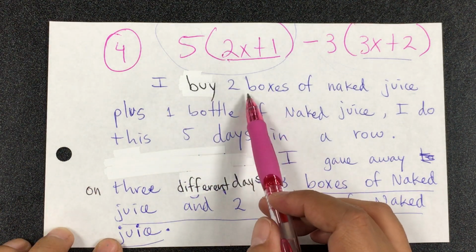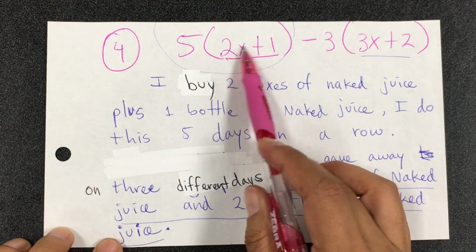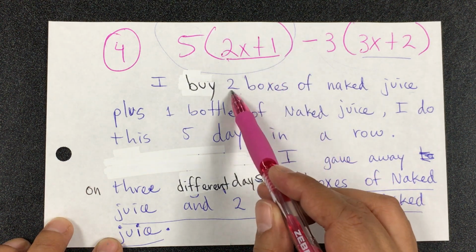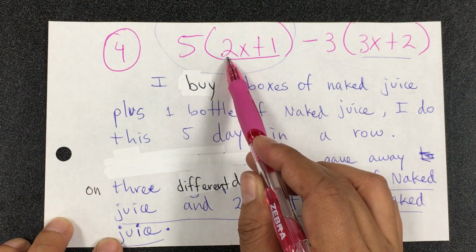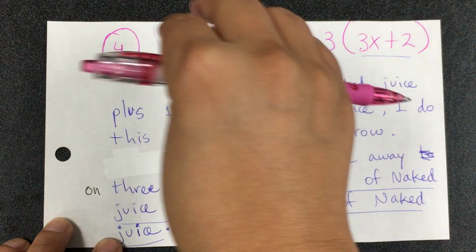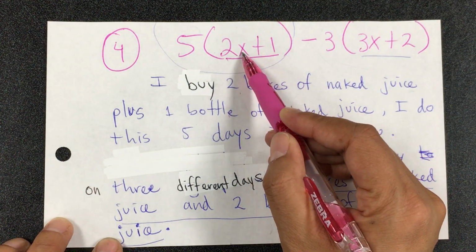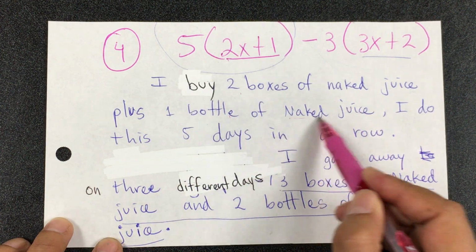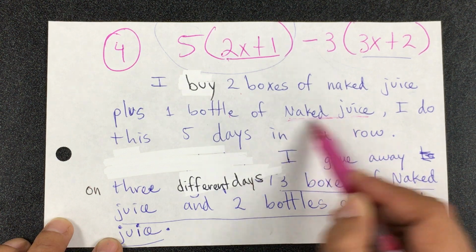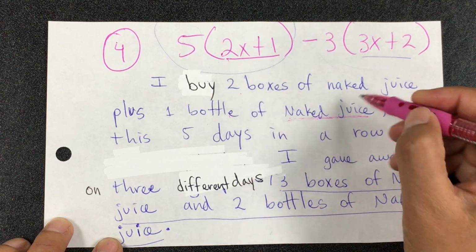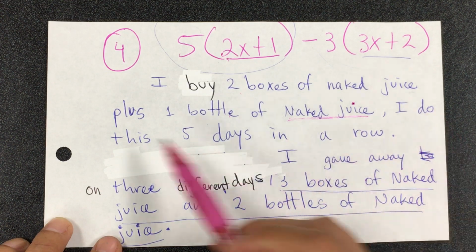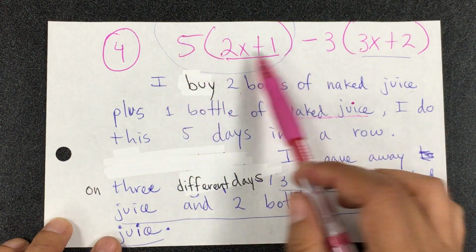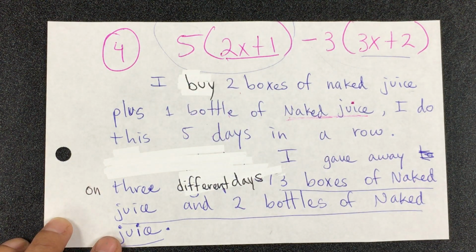I buy 2 boxes of naked juice plus 1 bottle of naked juice. Okay, so the 2 represents the boxes. We know how many there are. The X represents the containers inside of each box. We don't know how many there are. And 1 loose plus 1 bottle of naked juice. This is just a brand, okay? Es un tipo de jugo, es el nombre del jugo. I do this 5 days in a row, so that's why I multiply by 5, because I repeat the same action 5 days in a row.